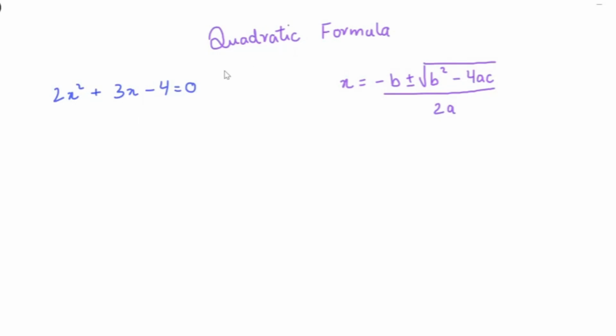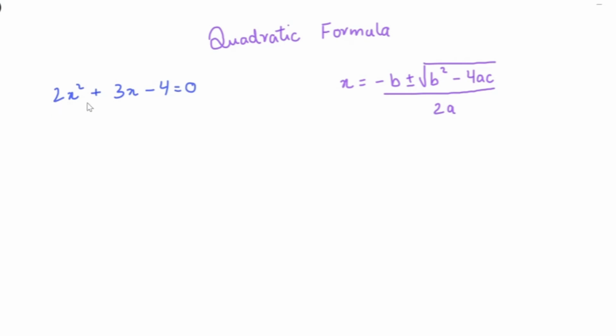The quadratic formula method can be used for all quadratic equations, and for this you just need to remember this formula: x is equal to minus b plus minus under root b squared minus 4ac over 2a.